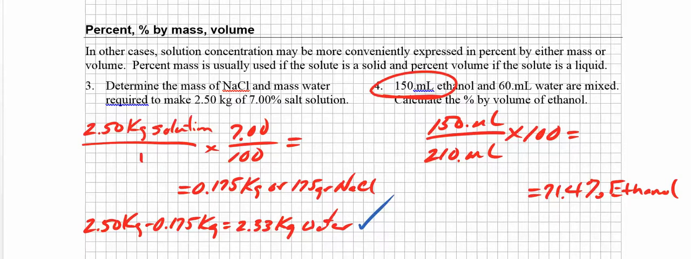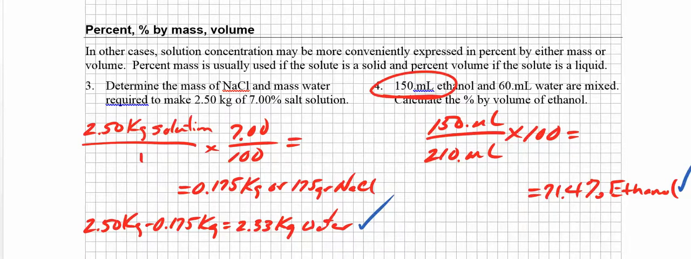So if I want to know the percent by volume, I'll take the volume of the ethanol, which is 150 milliliters, and divide by the total amount, ethanol and water, which we've already discussed as being 210 milliliters, times 100. 150 divided by 210 times 100 is 71.4%. This is a 71.4% ethanol solution.